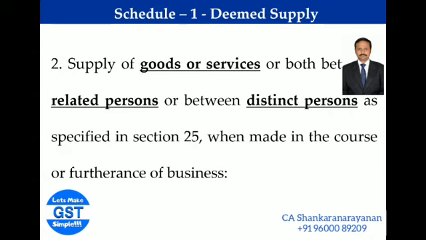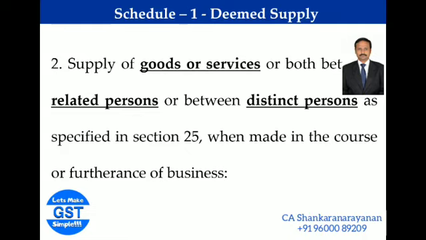When you are supplying goods or services or both between related persons and or between distinct persons, if it is made in the course or furtherance of your business, any goods or service, if we are supplying to related persons or we are supplying to distinct persons, then even if there is no consideration, department will deem it as supply.